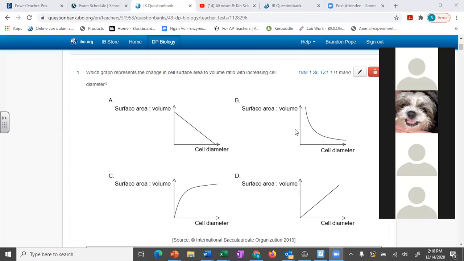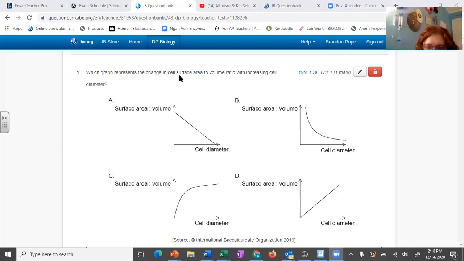All right, so first things first, you guys have seen this question before. Which one of these is answering this question correctly? Which graph represents the change in cell surface area to volume with an increasing diameter? Take a look at it and talk to each other. I'm literally not going to say for 2 minutes. I want y'all to talk to each other about why A, B, C, D are either correct or incorrect.